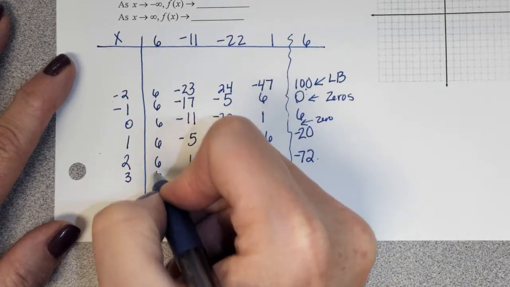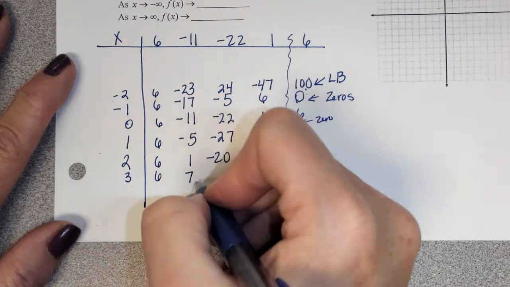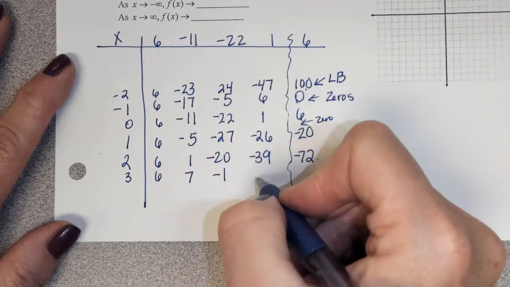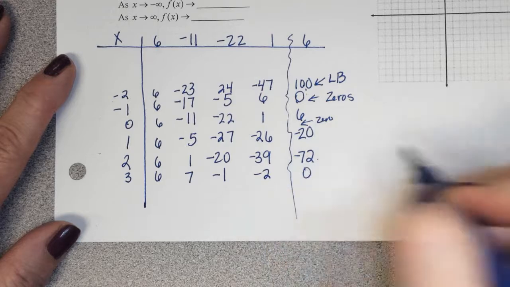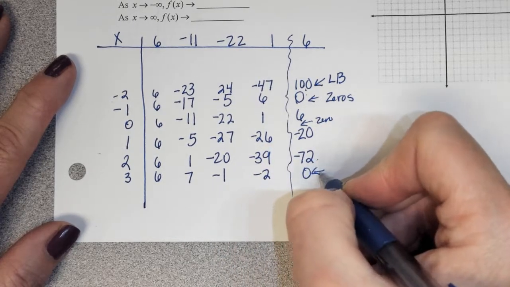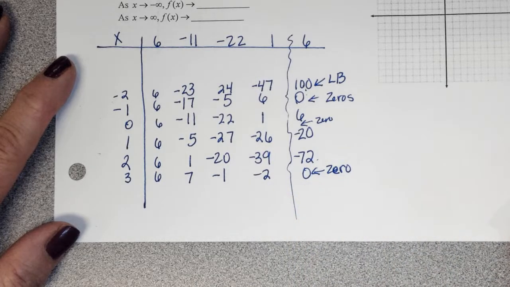3, bring it down. That's 18, and I add. That's 21, and I add. That's negative 3, and I add. That's negative 6, and I add. Uh-oh. So that's going to be what? Another 0 right there. So right now we are up to 2 zeros.